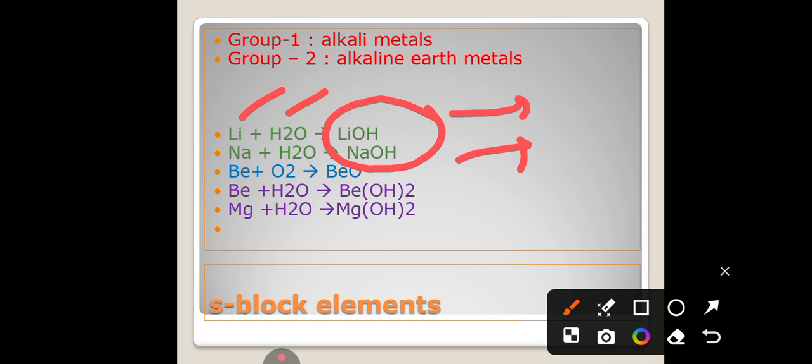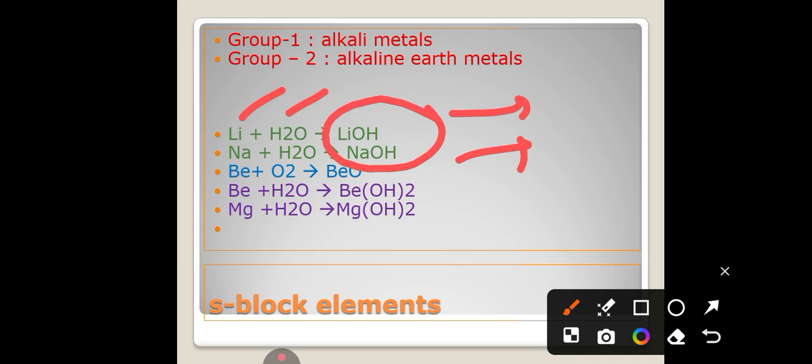And some of us are also aware that bases are highly corrosive. We cannot touch NaOH pellets directly with our hand, it will corrode our hands. So these were given the name alkali because they acted as very strong bases.